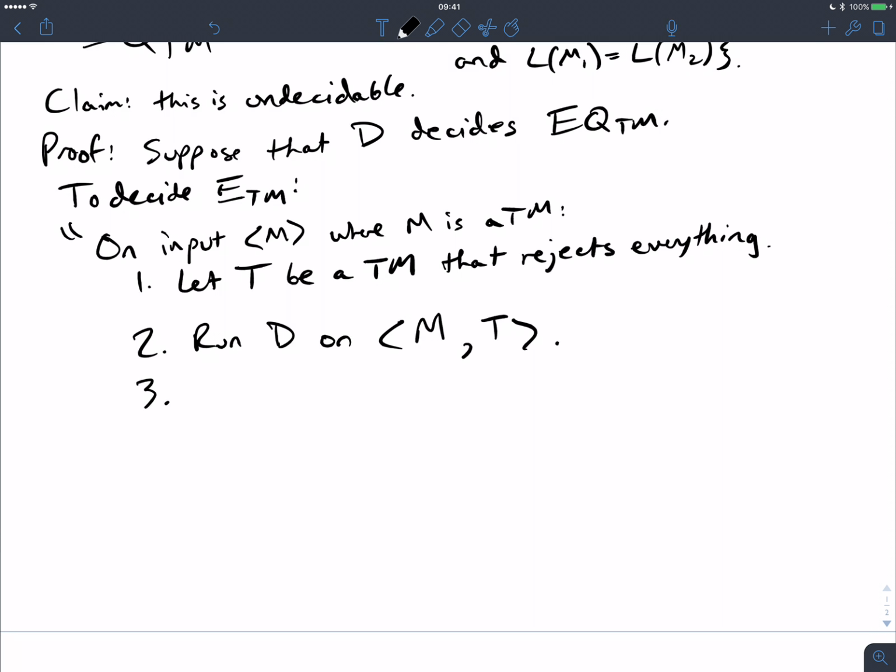So let's see. Can D run forever? No, because it's a supposed decider. So if D accepts, in the other case, if D rejects.